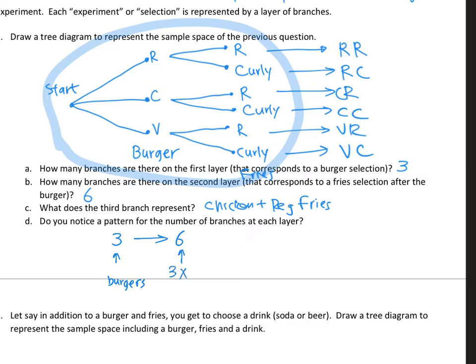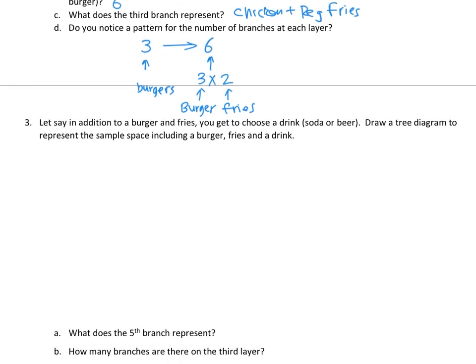So isn't it just 3 times 2? And 2 was your fries, right? 3 is the number of burger choices you have. So when you count it, it's 2, 2, 2. That would be 6, which is basically 3 times 2. All right, so that's the pattern I noticed. All right, number 3.